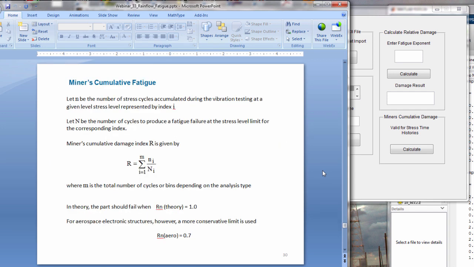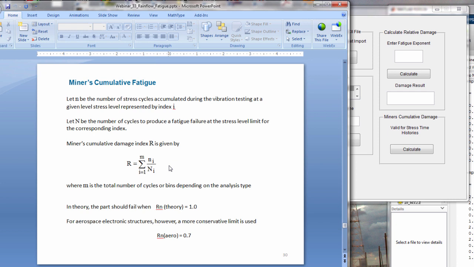Now into Miner's cumulative fatigue. So let n be the number of stress cycles accumulated during the vibration test at a given stress level represented by the index i. When I say that, that's going to be lowercase n. And uppercase N is our not-to-exceed number of cycles, which would otherwise produce a fatigue failure at the stress limit for the corresponding stress value. So this is the classic Miner's cumulative fatigue index R. So we do this summation.